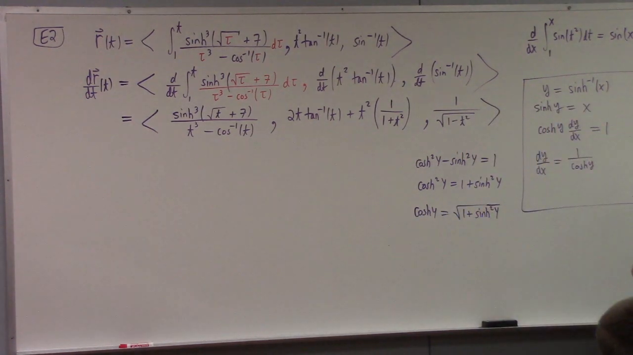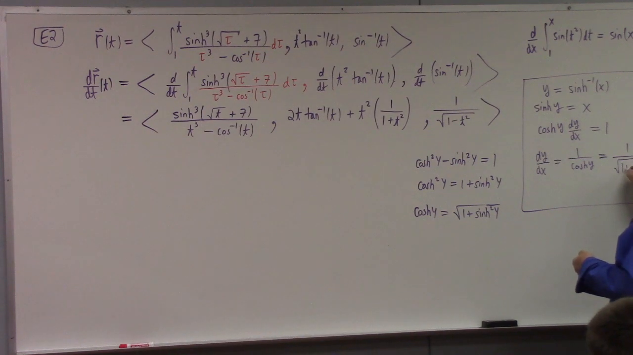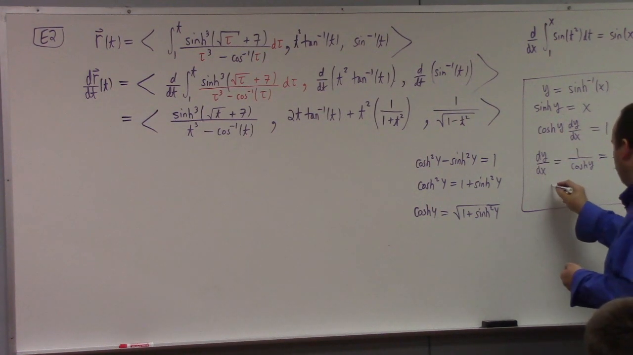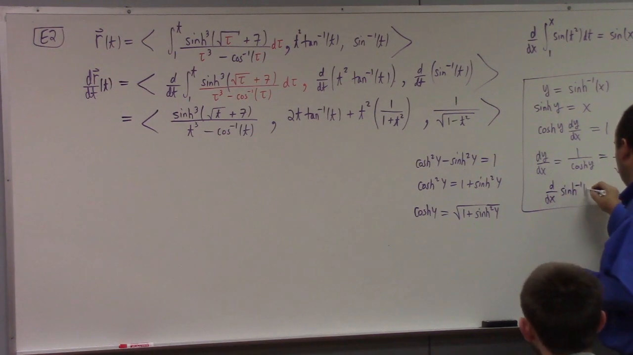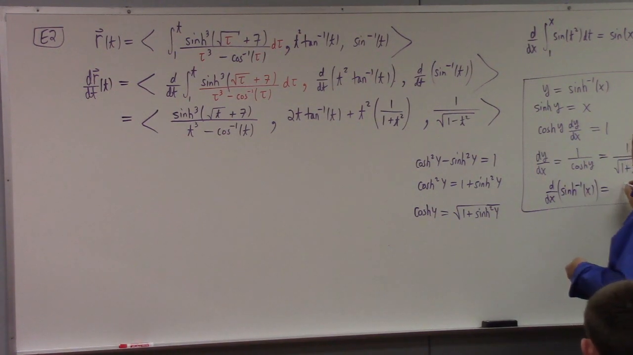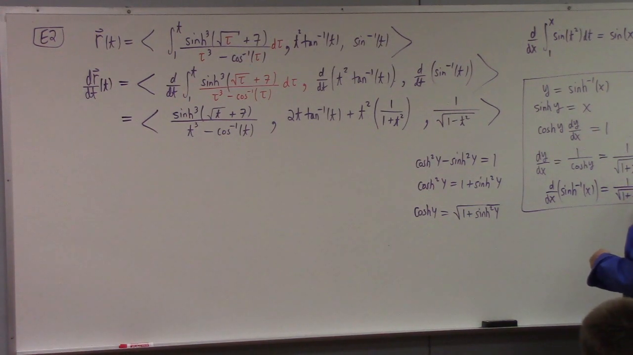Right? But what is hyperbolic sine of y here? Hyperbolic sine of y is x. So you see this is actually 1 over the square root of 1 plus x squared. And there you go. The derivative with respect to x of inverse hyperbolic sine of x is equal to 1 over the square root of 1 plus x squared. So this is how I derive these things if I forget them in a pinch.